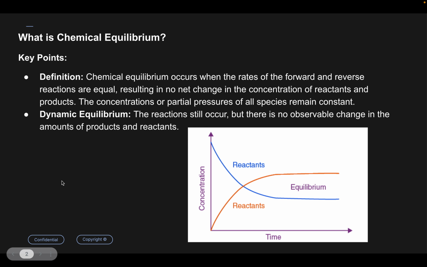What is chemical equilibrium? Chemical equilibrium occurs when the rates of the forward and reverse reactions are equal, resulting in no net change in the concentration of reactants and products. The concentrations or partial pressures of all species remain constant. Dynamic equilibrium: the reaction still occurs, but there is no observable change in the amount of products and reactants.